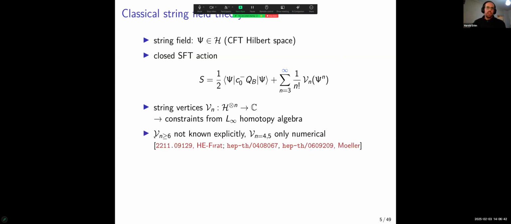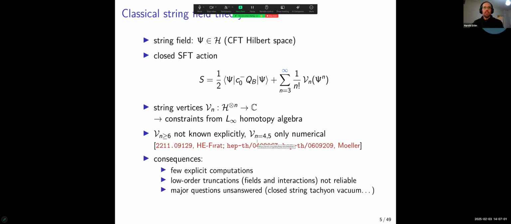So as I was saying, we don't know the Vn greater than 6 explicitly. And for n equal 4 and 5, we know them only numerically. There's some very old work from Maurer doing it. And more recently, with Atakan, we did the construction of V4 using machine learning. So the consequence of this is that we can do very few explicit computations for a generic string field theory.